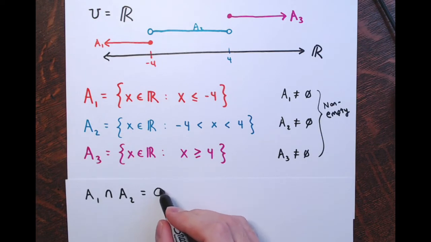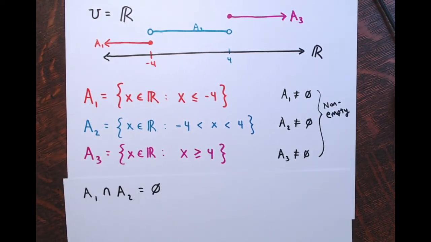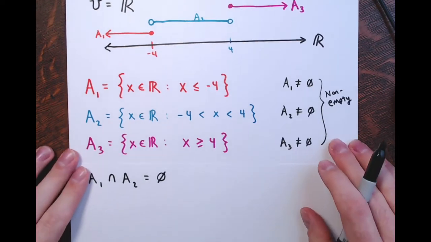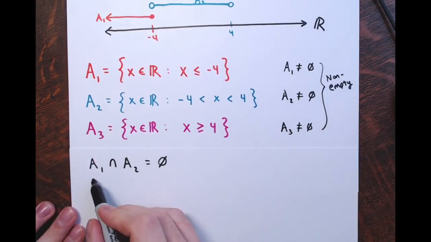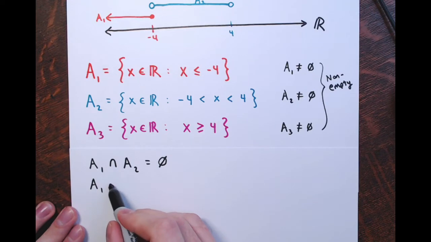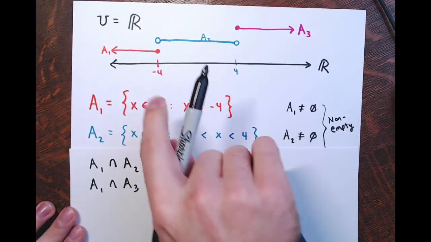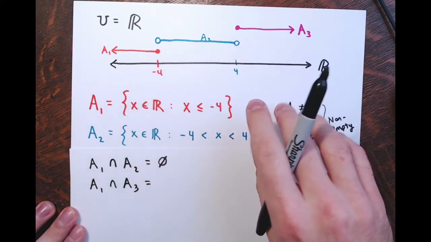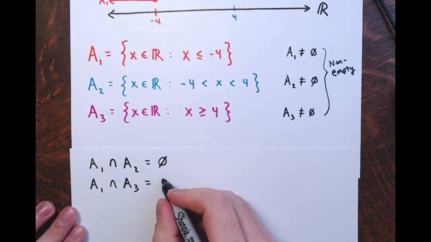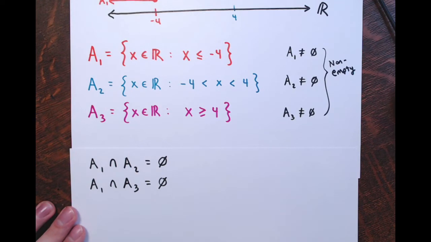So this is empty, but you can't just do one pair, right? For a bunch of sets to be pairwise disjoint, you're going to have to take a look at all pairs of different sets. So A1 and A2, how about A1 and A3? What's A1 intersected with A3? Well, A1 with A3, clearly these don't overlap. They don't share any numbers. So this is also empty. They're disjoint. And finally, the only other pair I haven't touched on are A2 and A3.